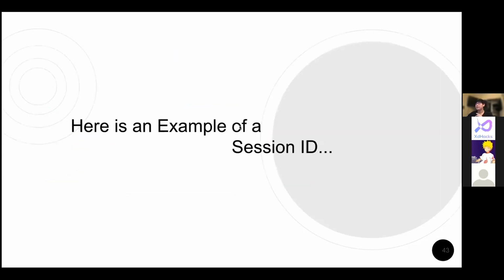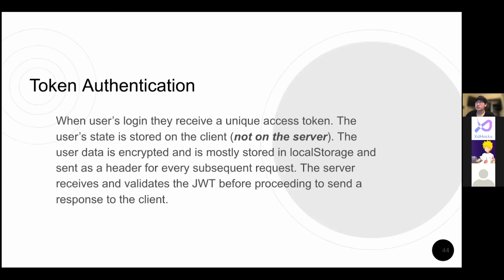And if you're authenticated, and my guess is also authorized, if you're allowed to view it, you get a success message. So for token authentication, when users log in, they receive a unique access token. The user state is stored on the client, not on the server, so it's mostly stored in your browser. The user data is encrypted and mostly stored in local storage and sent as a header for every subsequent request. So you would have to code this in, and you would have to send the token every time you have a request.